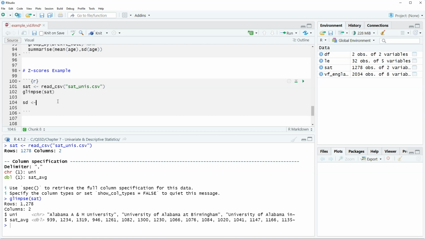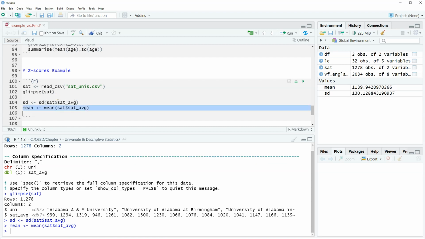We're going to just create these objects. SD, this is going to be SD, SAT, so data, and then SAT average. All right, so again, technically this is standard deviation for the sample. And then let's just do mean. We're going to create an object called mean. It's just mean, SAT, and SAT average. Okay, so let's do this.